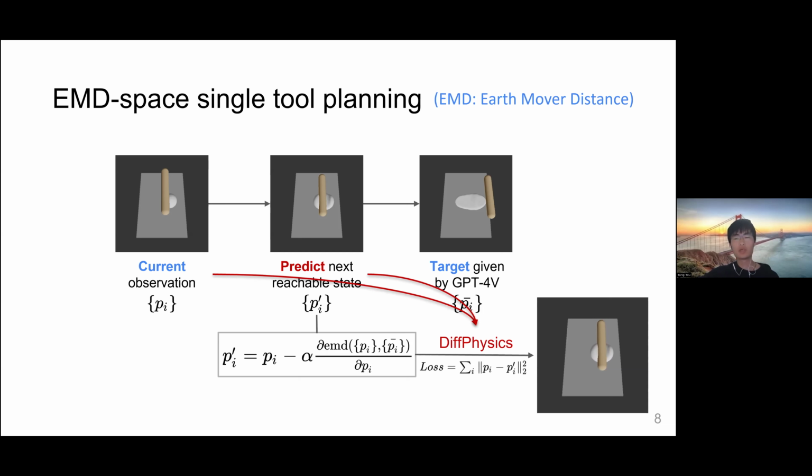Here we choose the Earth mover distance because it measures the point cloud distribution discrepancy and is a more stable metric than the chamfer distance, because in chamfer you have to compute the nearest neighbor, and that nearest neighbor can change from time to time. So it's not very stable. And another advantage here is that we don't need any demonstration data for this. All we need is just a GPT given subgoal and the differentiable physics simulator.